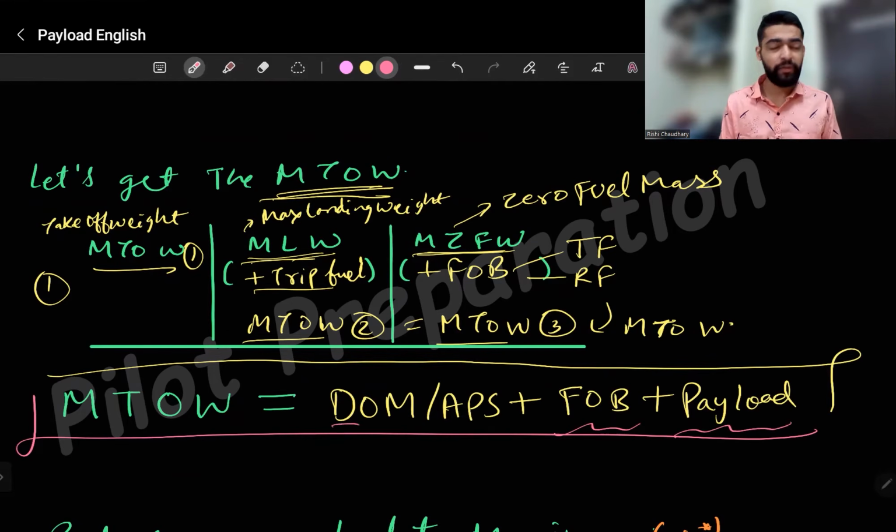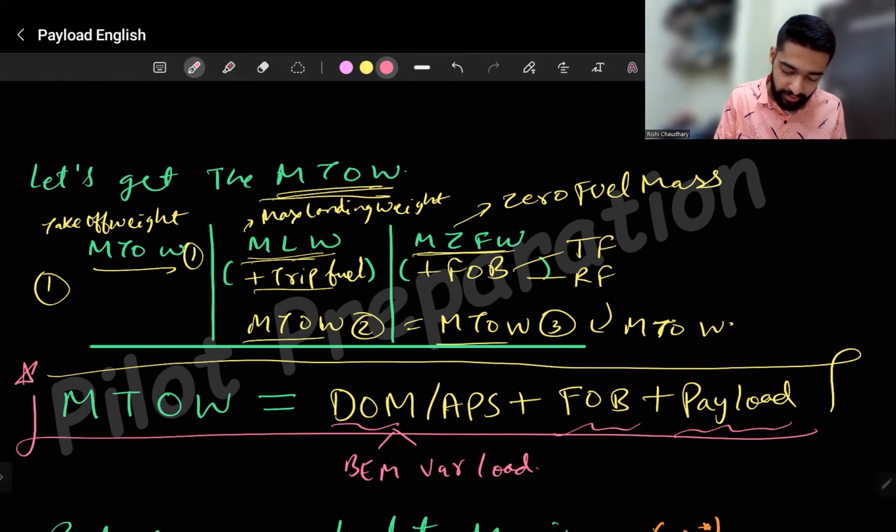We also need the dry operating mass, or aircraft prepared for service, which includes variable load and basic empty mass, isn't it? So I got all the things and this is giving me maximum takeoff weight. So this formula is very, very important, and you can never forget this until you die.